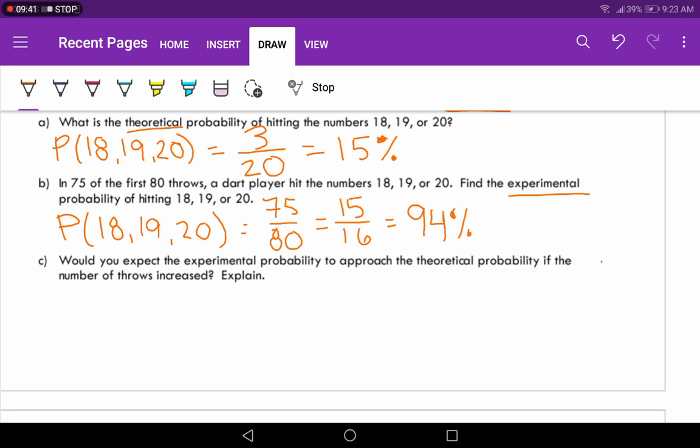That means that 1 through 17 were less likely to be hit, right? Because he actually wasn't aiming at them. So we wouldn't expect that the experimental probability would get closer to the theoretical probability, again, because he's aiming for these specific areas on the dartboard. So we're going to say no because each outcome is not equally likely.